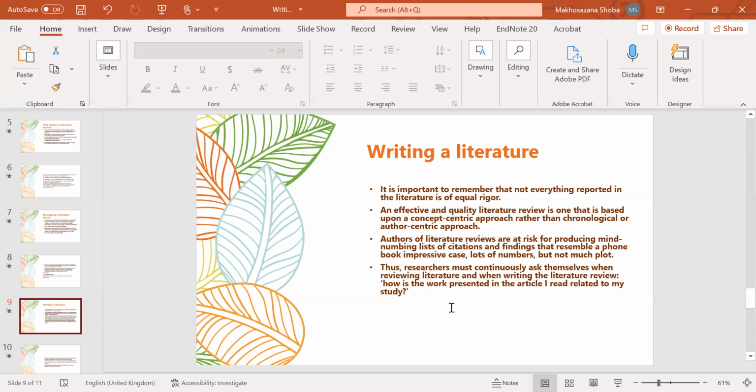So look for concepts rather than chase chronology or authors that write in the field, but rather look for which articles are addressing the concepts that I'm looking for. If you're looking for concepts that speak to the teaching of Euclidean geometry, I'll keep on mentioning this example because it's an example I made earlier on.